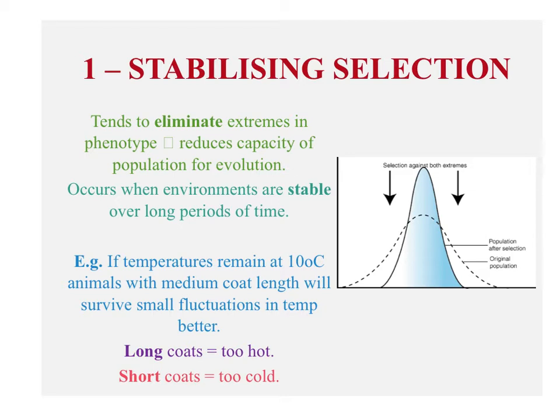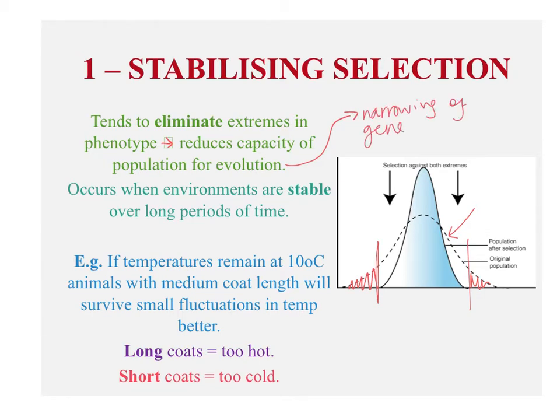So you can see in the picture, we've got a dashed curve, and that's our broad original population, our normal distribution. But over time, if you imagine that the babies with birth weights down there and up there are going to maybe die or not survive, or maybe not reproduce, then the range of birth weights tends to narrow. So we say that stabilising selection eliminates extremes in the phenotype, and it reduces the capacity of the population for evolution, because we're going to get a narrowing of the gene pool.